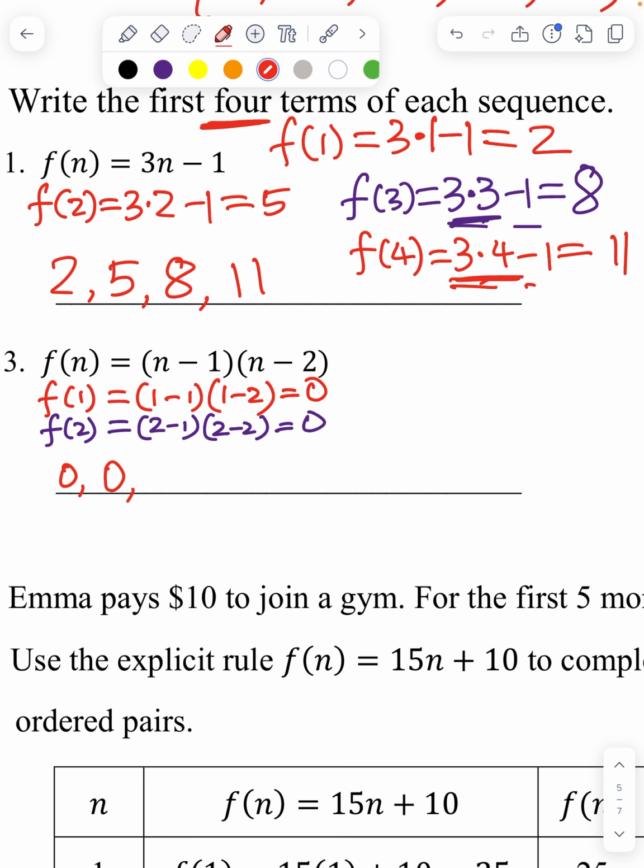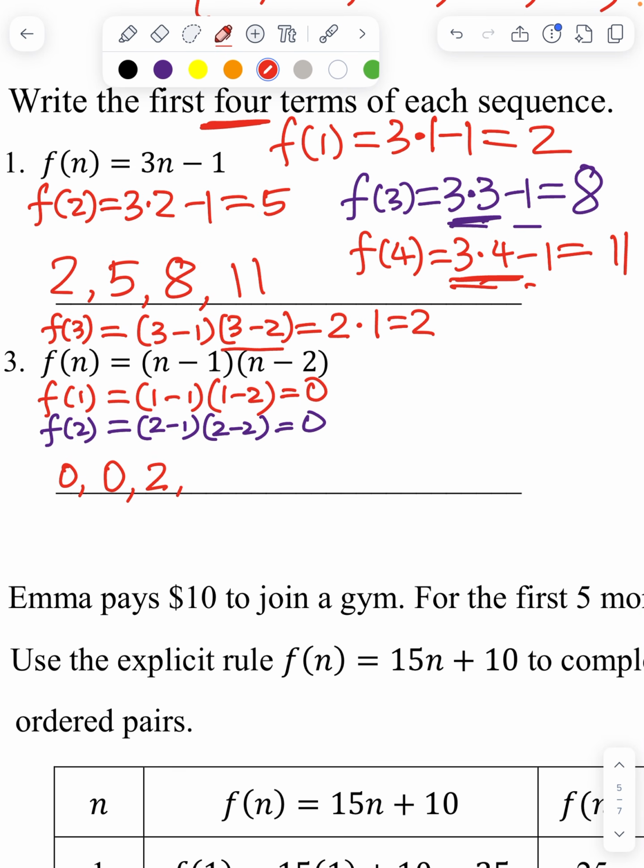Okay. Number 3, the third term. It's going to be 3 minus 1 times 3 minus 2. I replace n by 3, right? Okay, 3 minus 1, that is 2, times 3 minus 2, that's 1. So 2 times 1, that is 2. Okay, the third term is 2.